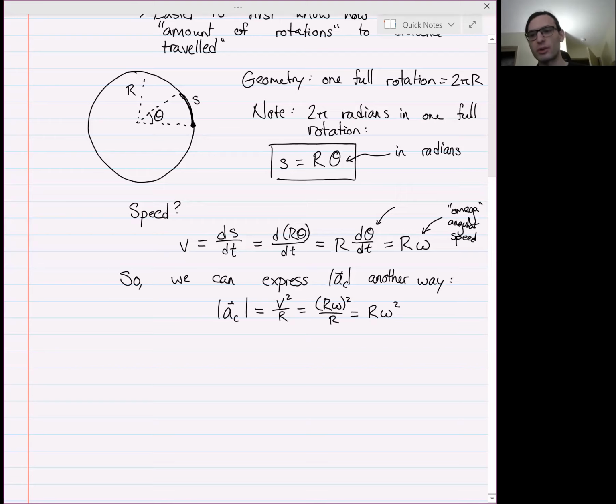Centripetal acceleration is the thing we talked about for the last 20 minutes of last lecture. It is the center-seeking acceleration. It is the perpendicular component of acceleration when a body is undergoing circular motion.